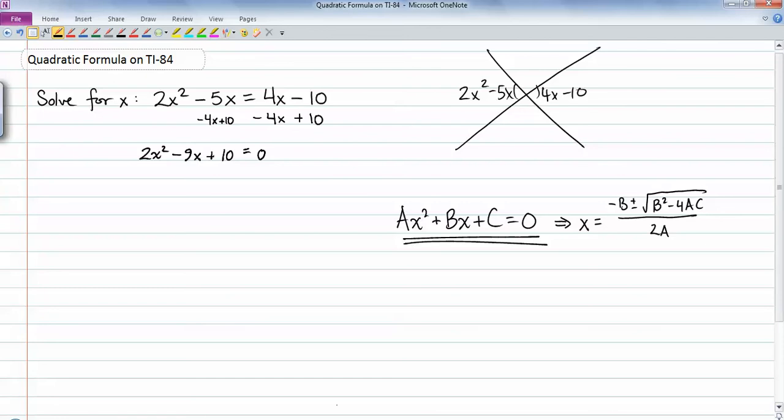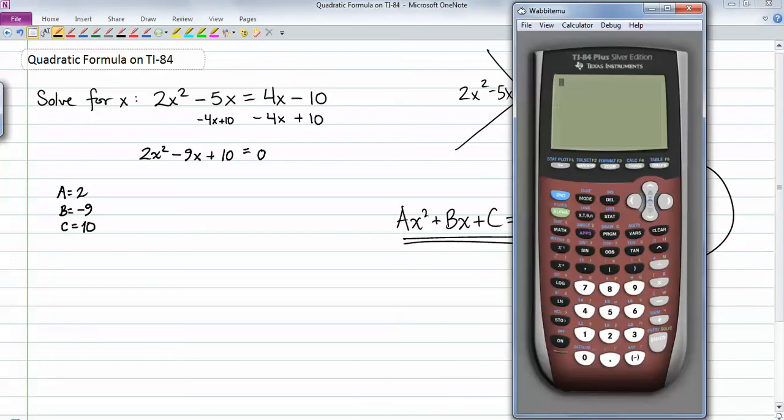So in this problem, we've got an a, a b, and a c. Our a is the number in front of the x squared term, which is 2. Our b is the number in front of the x term, which is negative 9. And our c term is the units, which is 10. So now we're going to plug it into this formula.